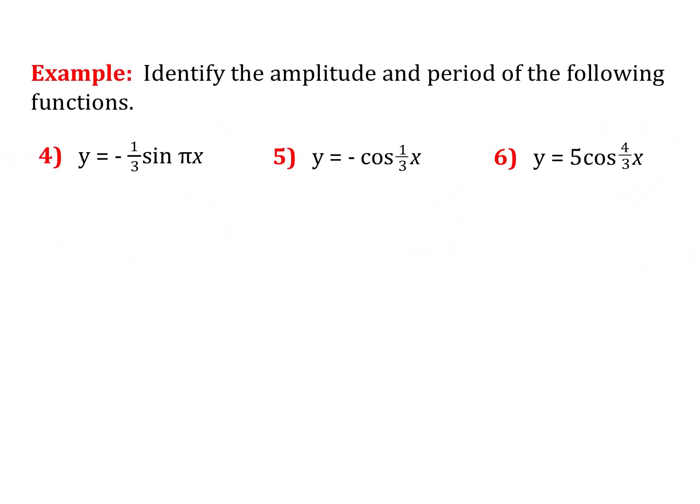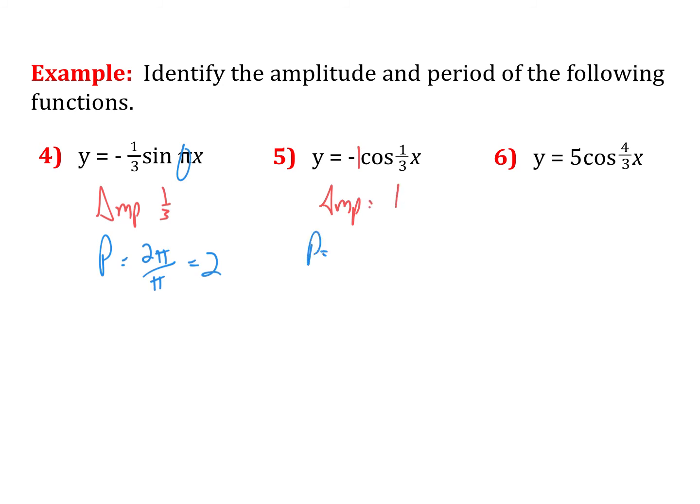Fractions. Let's tackle some fractions here. Number 4, amplitude would be 1/3. Our period would be 2 pi divided by pi. Well, that's just 2. Number 5, our amplitude, there's technically a 1 chilling there, is a 1.